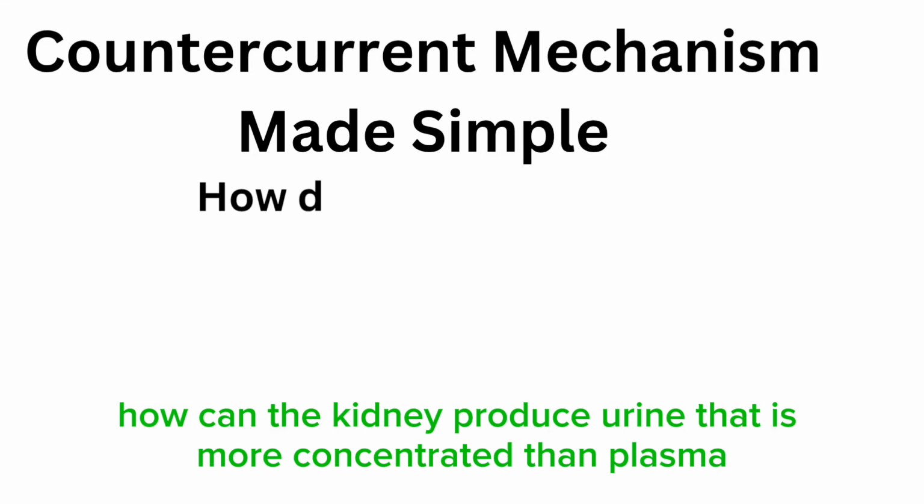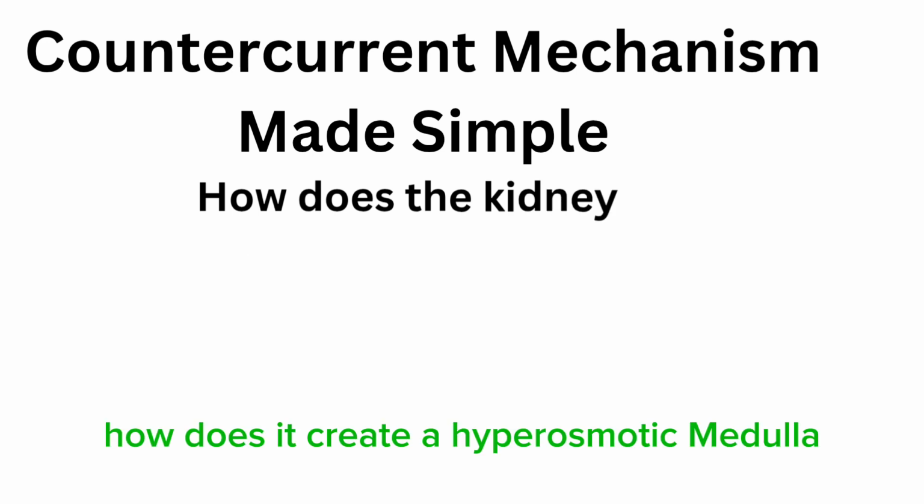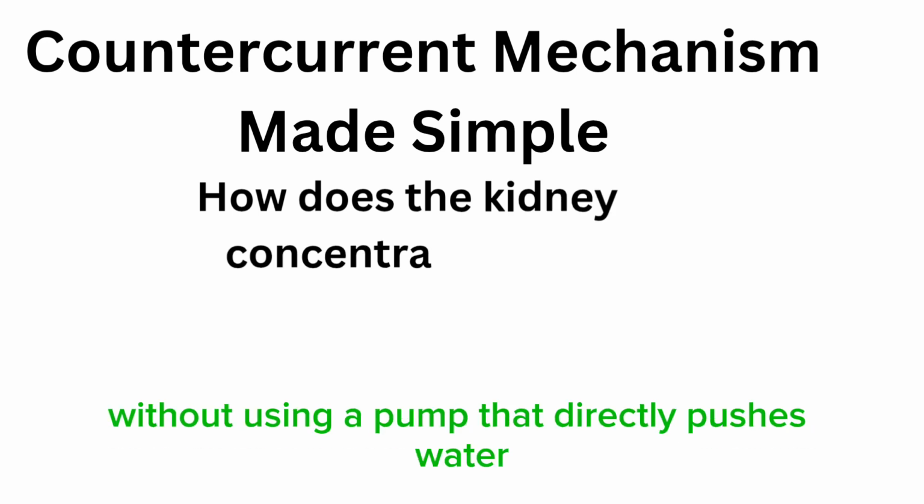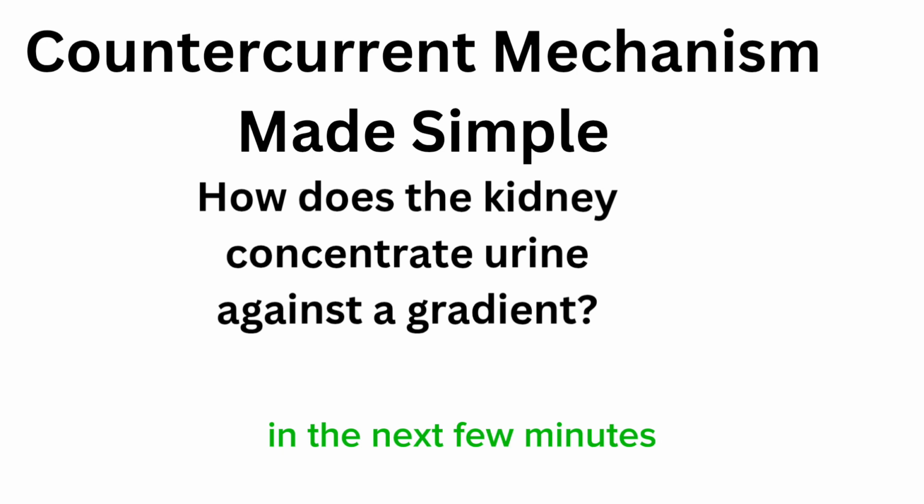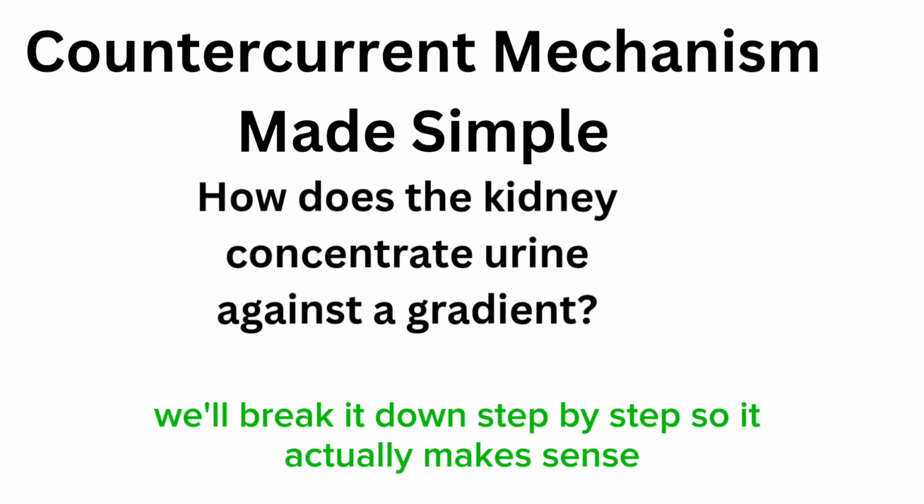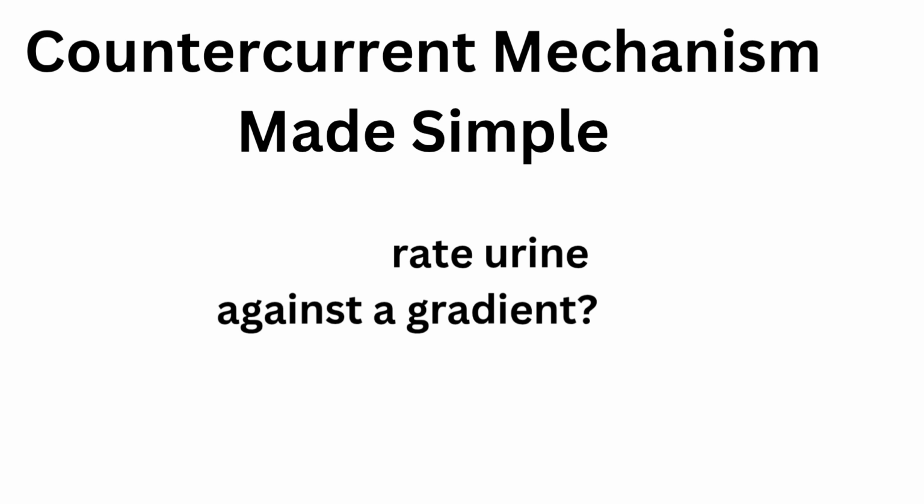How can the kidney produce urine that is more concentrated than plasma? How does it create a hyperosmotic medulla without using a pump that directly pushes water? The answer lies in one of the most elegant mechanisms in physiology, the countercurrent mechanism. In the next few minutes, we'll break it down step by step so it actually makes sense.